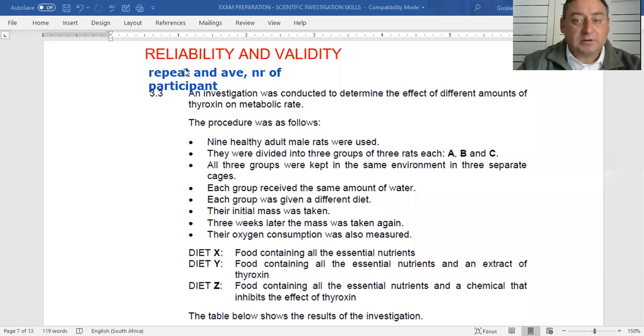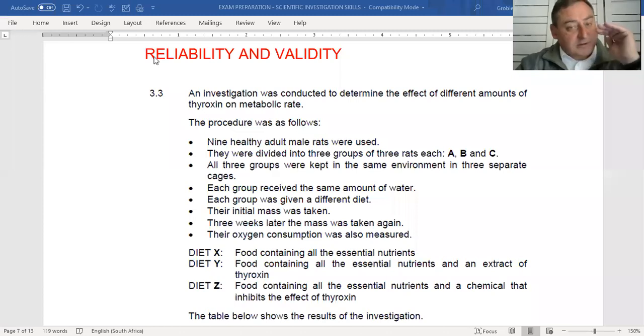Do not mix up reliability and validity. Those are different things. Reliability has to do with a greater number of participants. I'll come to validity now. What does it mean to make your investigation valid? They can put a stamp on to say this investigation is true, it's okay, we can trust it. That is validity. Reliability is using a greater number or repeating it.